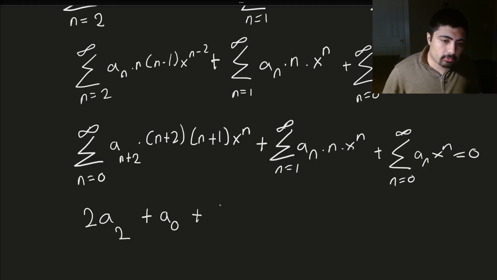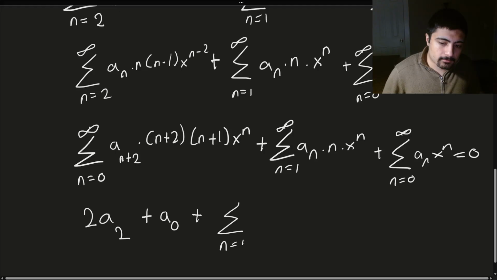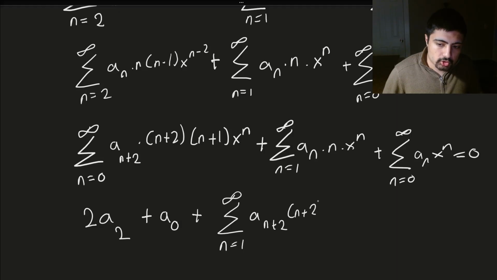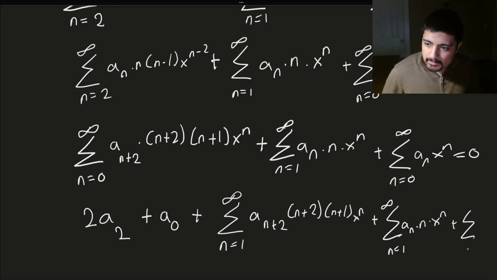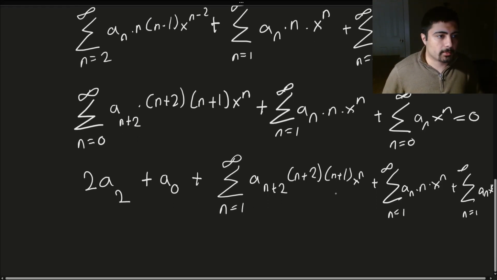And now we can write all of our series together. Our first series was the sum of a sub n plus 2, times n plus 2, times n plus 1, x to the n. Plus the second one, n equals 1 to infinity of a sub n times x to the n. Plus this third one, n equals 1 to infinity of a sub n x to the n. And this is all equal to 0.